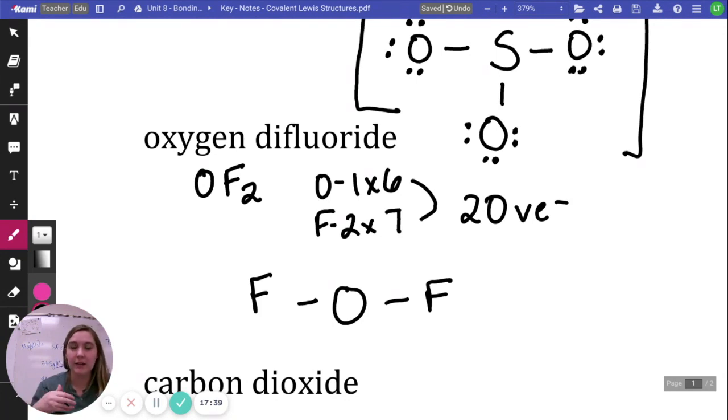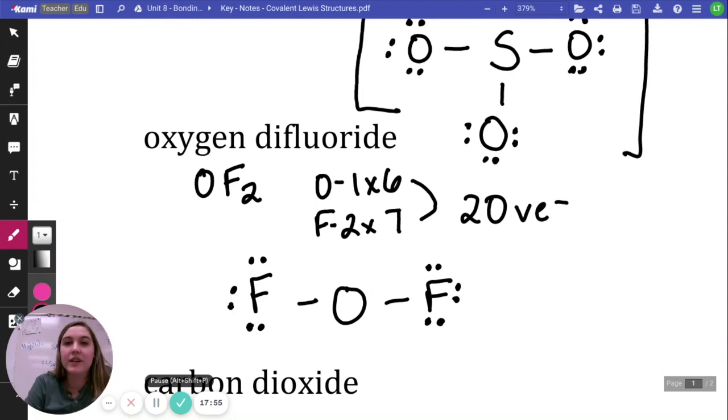So each fluorine has 2 right now, so it could use 6 more. So we have 2, 4, 6. That fluorine is good. 12, 14. Okay, and then we have 16. All right, so all of the octets of our outer atoms are full. So we have 4 more, so we'll put them on our oxygen. Now we've used all 20 of our electrons. So we have 2, 4, 6, 8, 10, 12, 14, 16, 18, 20.